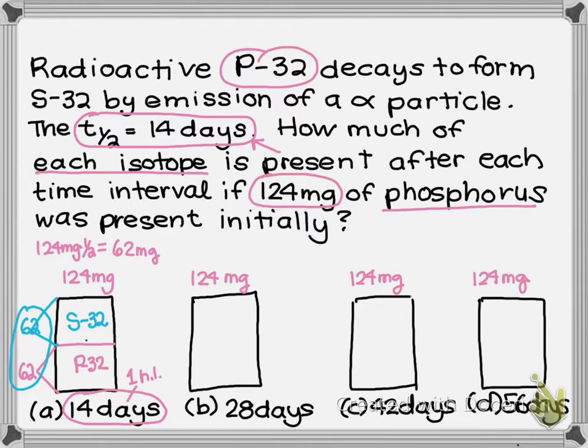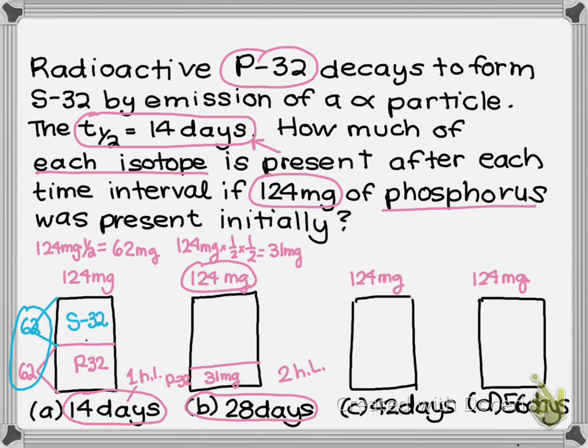So now let's look at the second one, letter B. So this is 28 days, which is 2 half-lives. So if I had 124 milligrams and I divided it in half twice, I would get 31 milligrams of my phosphorus left. Remember, I'm starting with 124 milligrams of phosphorus. So now I only have left 31 milligrams. This is of the phosphorus.